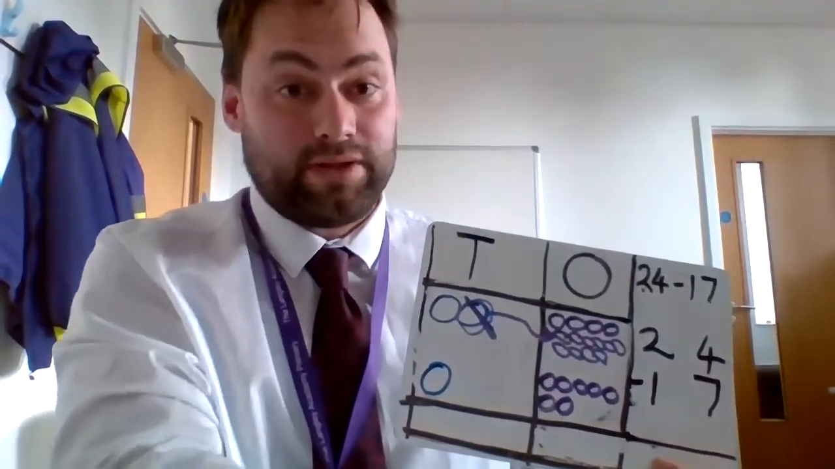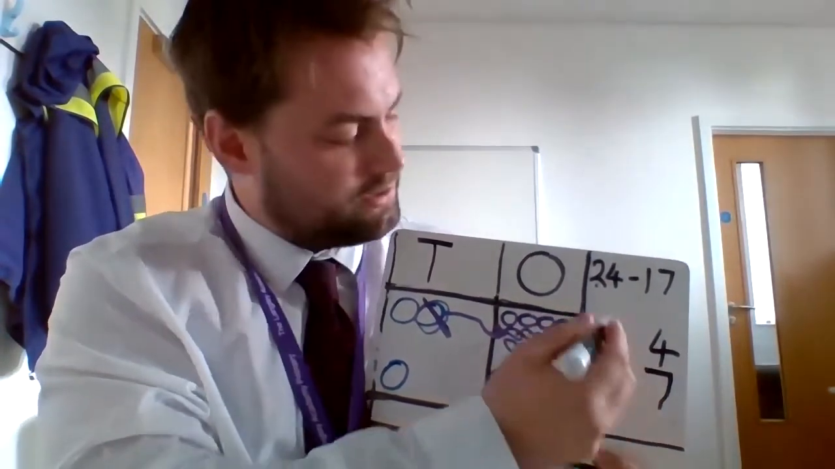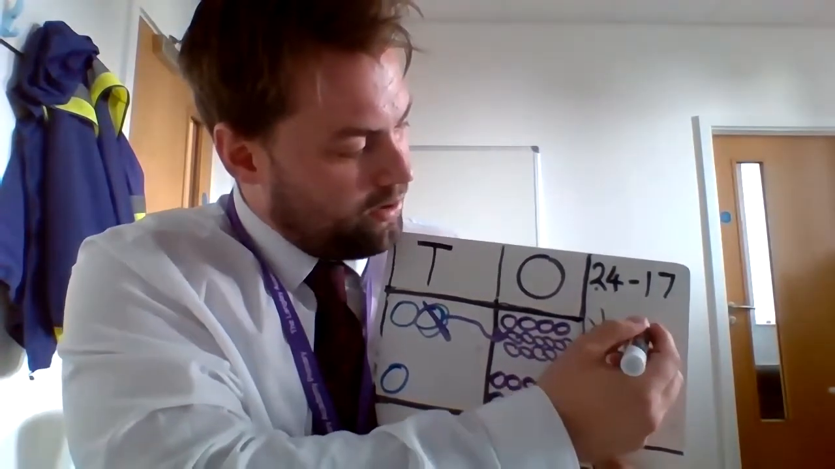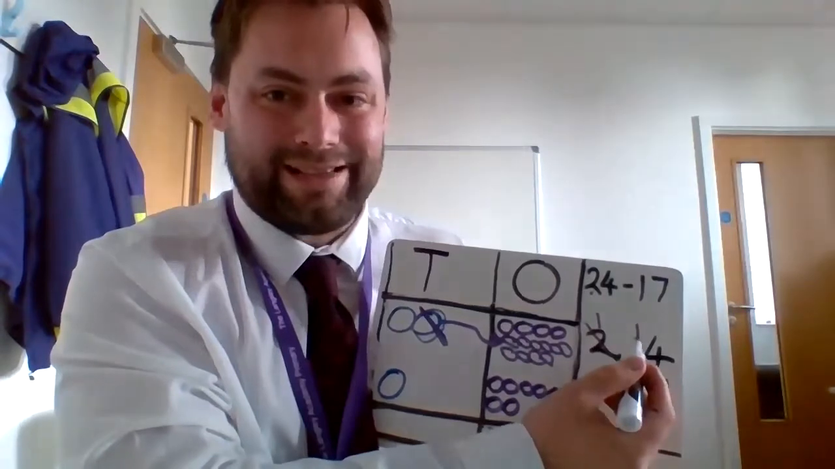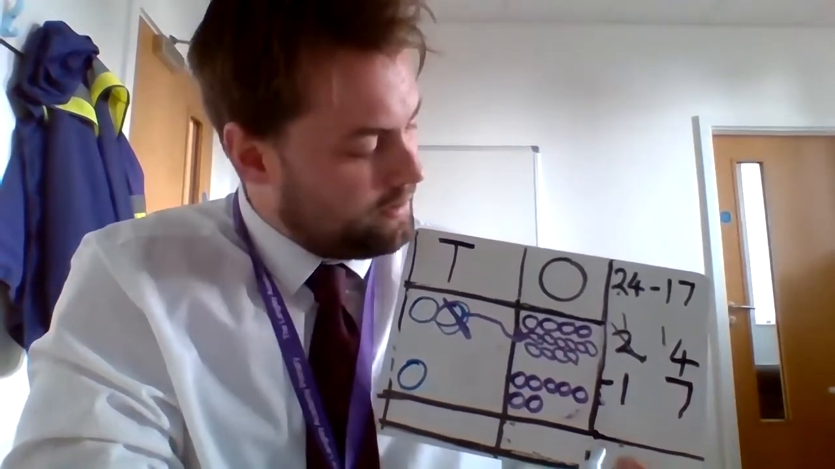If we were doing this as a written method over here, we've exchanged 10, so that now becomes a 10, and we've moved the other 10 over to here. So now it reads as 14 take away 7. And now we can do the sum.